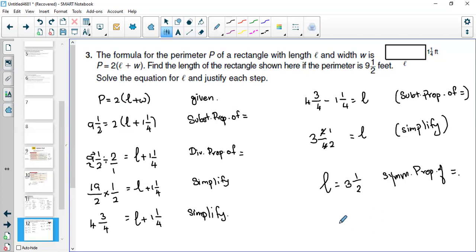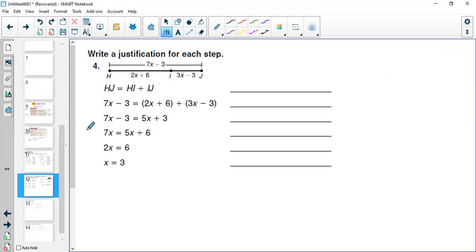Go through it again. If you have not understood, pause the video, just observe what has been done, then definitely you will understand what is to be done, and try to do it by yourself again. You will get the answer. Right, so let's move to the next question. Okay, here you just need to write the justification, that's all. Now when you're writing justification, there is one thing to be noted.